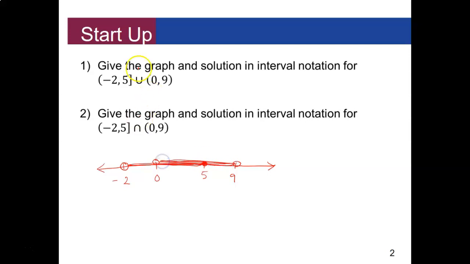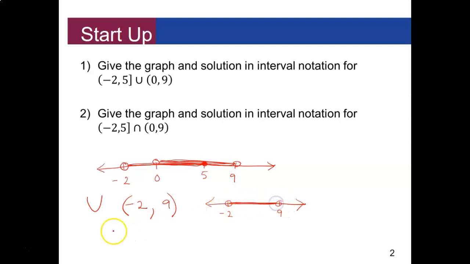Okay, so when we look at this, on the first one, it's the union. For the union, we want to list everything that's included. So the -2 is not included, but it does go up to -2. So we're going to have a parenthesis there, and then it goes all the way over and includes everything up to 9. Everything is included at least once between -2 and 9. As far as the actual final answer for the graph, it would be from -2 to 9, and we're going to have open circles on both -2 and 9.